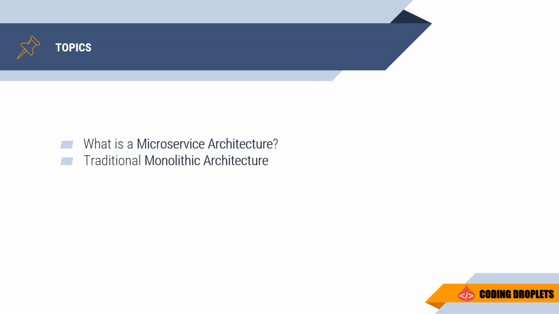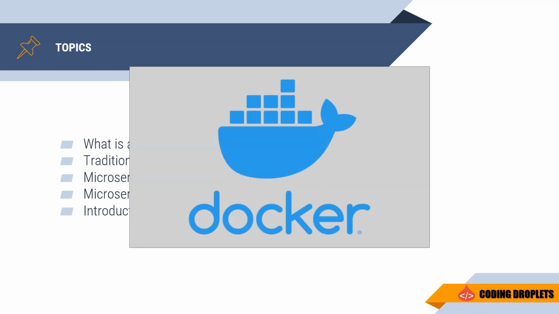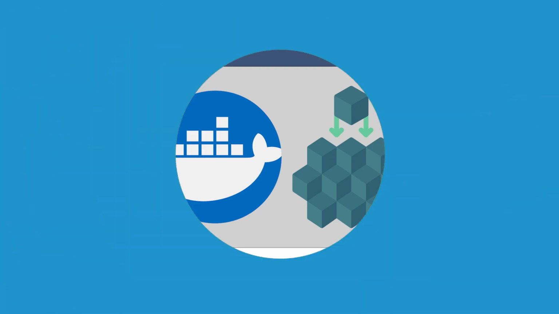In this video, we will see what is a microservice architecture, traditional monolithic architecture, microservice and monolithic comparison, microservice pros and cons, introduction to Docker and container. Docker allows you to containerize your microservices and simplify the delivery and management of those microservices. Containerization provides individual microservices with their own isolated workload environments, making them independently deployable and scalable. So let's get started.